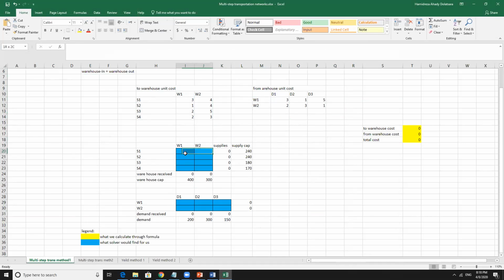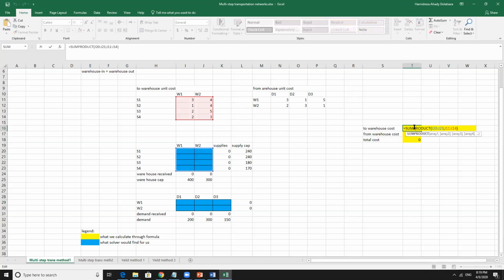So the first blue rectangle is for transportation to the warehouses. We have two warehouses. And the second blue rectangle is for calculating how many goods should be sent from each warehouse to the destinations or customers. So these blues are what Excel would calculate for us. And again, yellows are our formulas.